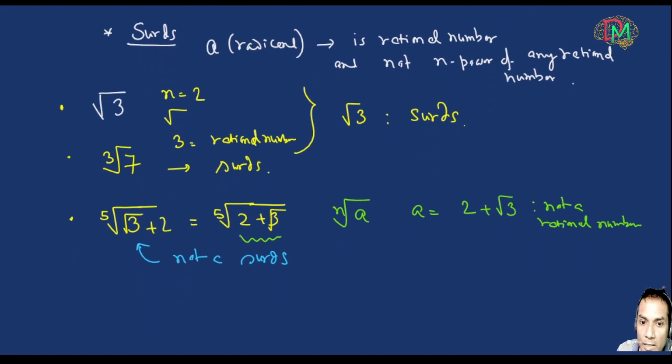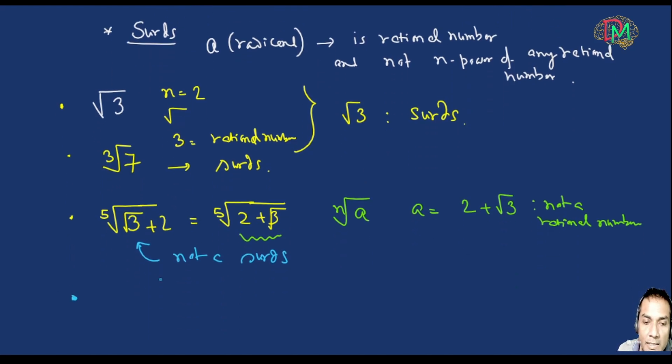So I give you another example. We know that pi is an irrational number, so if I told you root pi, it is not a surd. Okay. And pi itself also.